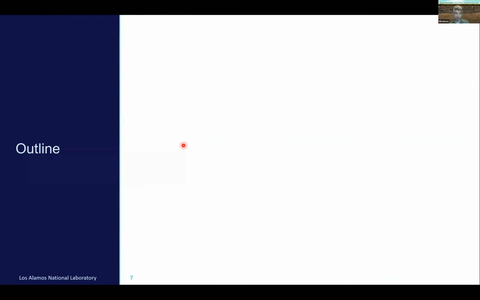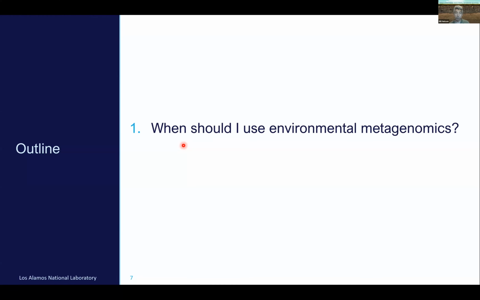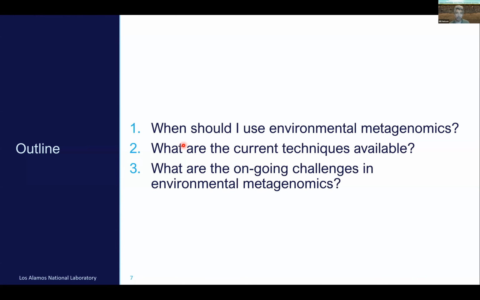Okay, so for the rest of the talk, what we're going to talk about is when should you use environmental metagenomics as a technique? What are the techniques that are available? And what are some of the ongoing challenges that you may want to keep in mind if you're undertaking environmental metagenomics?